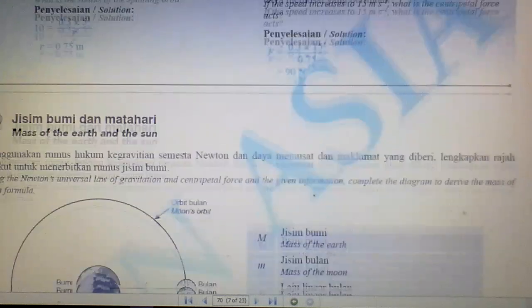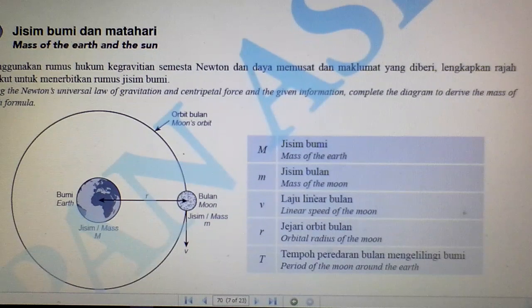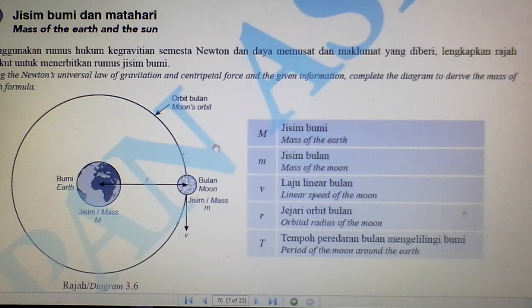Okay, part D, we want to determine the mass of the Earth and mass of the Sun. So using Newton's universal law of gravitation and centripetal force and the given information, complete the diagram to derive the mass of Earth formula. Okay, so we can use this situation.